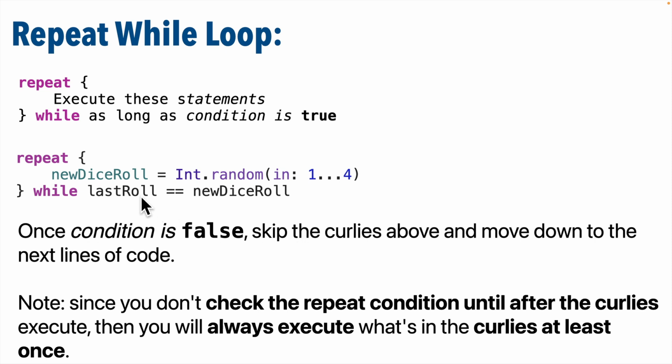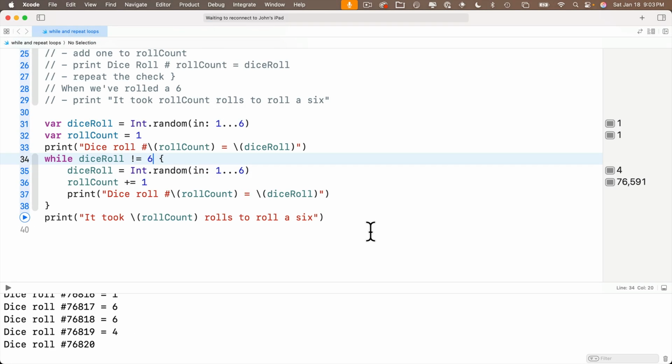In a while loop, since the test condition comes before the curlies, if the test condition isn't true in the first pass, you'd never execute what's inside the curlies. So if you want to execute the curlies at least once, use a repeat loop, although really everything you can do with a repeat loop you can also do with a while loop, you just might have a small amount of duplicate code. So let's rewrite the code we just used, but with a repeat while loop.